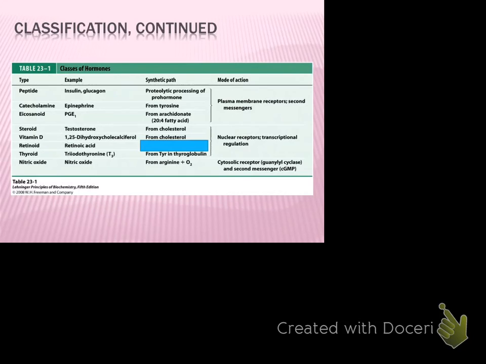Also, based off of your skin color, it does matter. So who needs more sunlight? What are some of the ethnic groups that need to have more sunlight than others? It's African Americans. The darker your skin tone, the more UV light you need to activate your vitamin D.